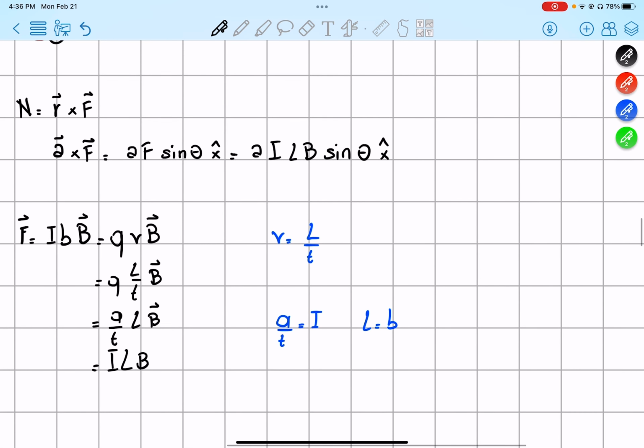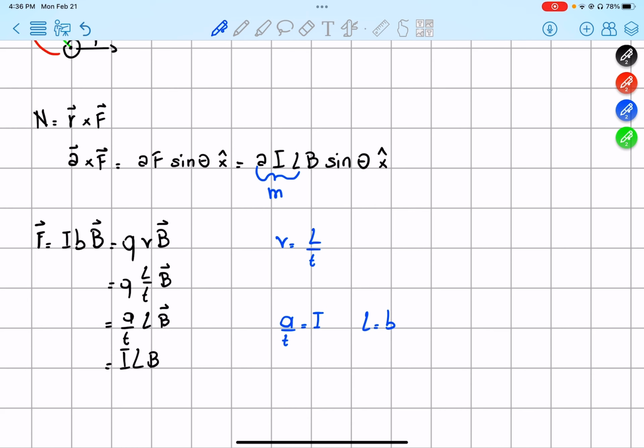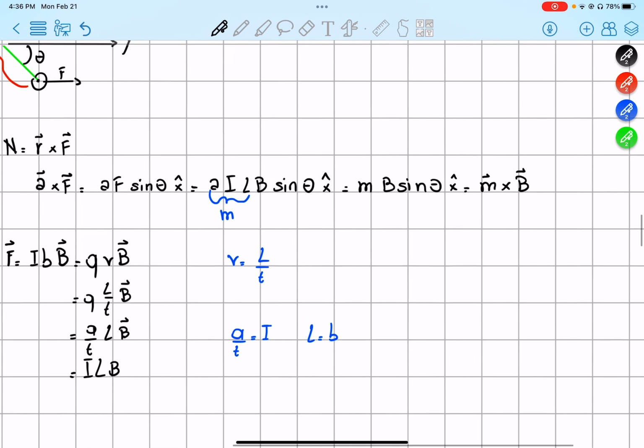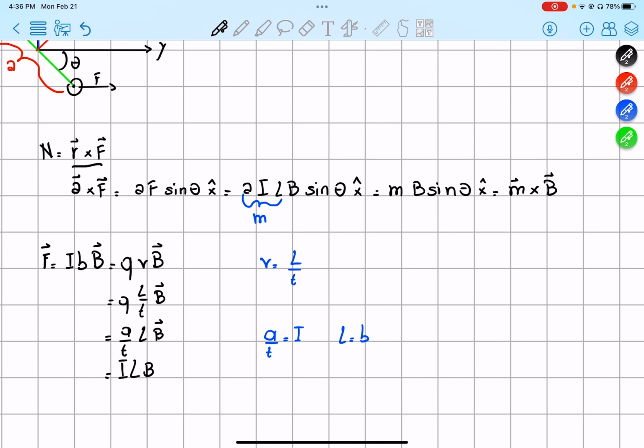And if you think about this part right here, it is going to be equal to the magnetic dipole moment of the loop. So it's going to be equal to M B sine of theta, the x-hat direction, or put simply, M cross B. These of course are vectors. And so we go back to the cross product, and instead of writing it as R cross F, we write it as M cross B. It's not a very easy chapter.